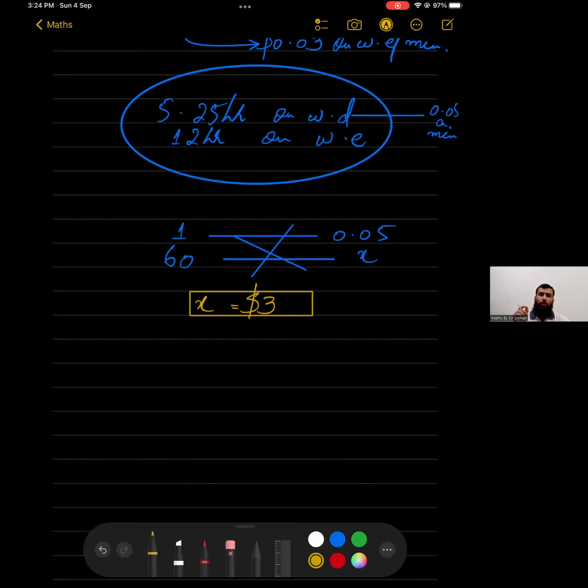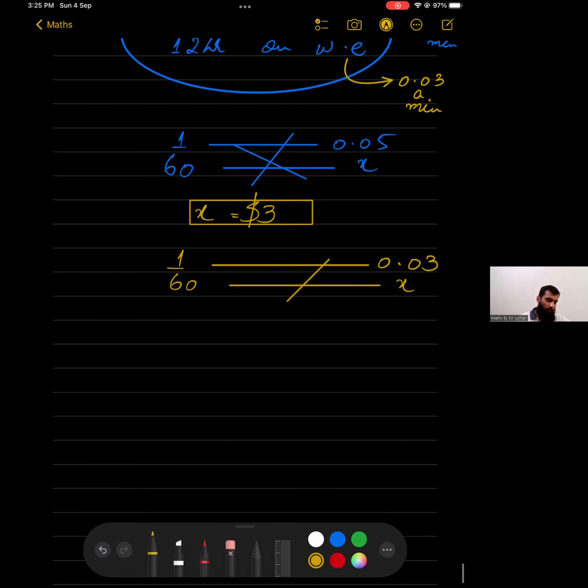Now we'll do the same for weekends as well. Weekends पे क्या हो रहा था? Weekends पे he was being charged at 0.03 a minute. We need to figure out the cost of 1 hour on weekends. So 1 minute was 0.03. 60 minutes is to be found, which is going to be X. Now we'll just cross multiply and see if we can solve it. Yes, tell me the answer, please. $1.8. Perfect.